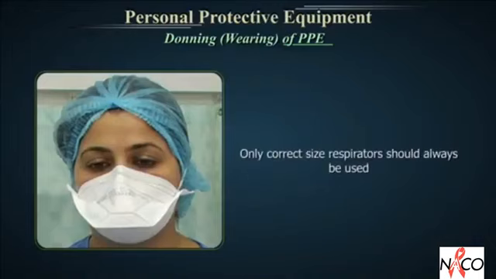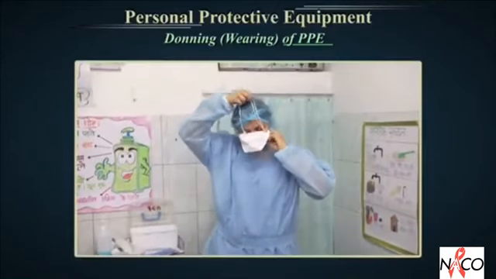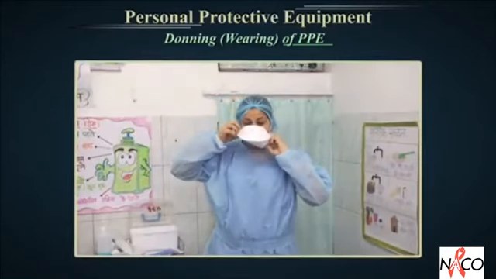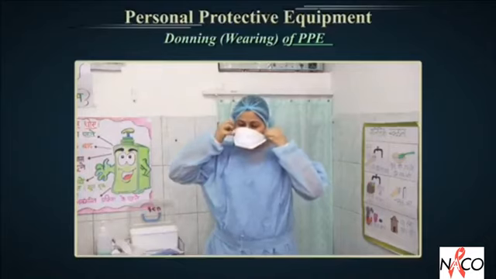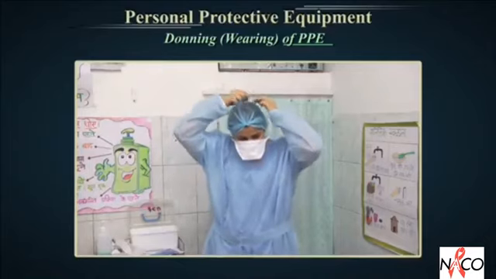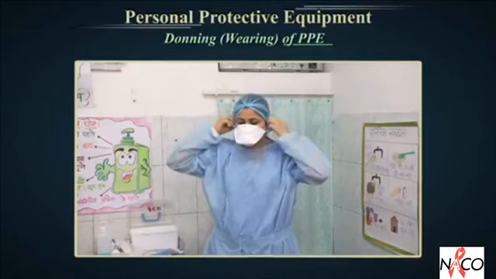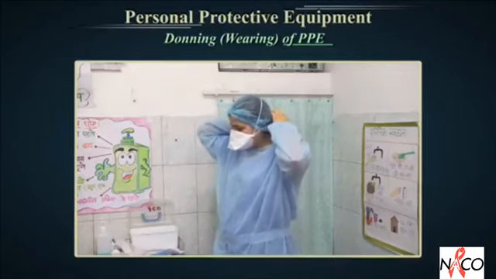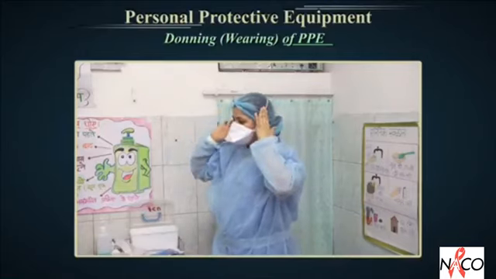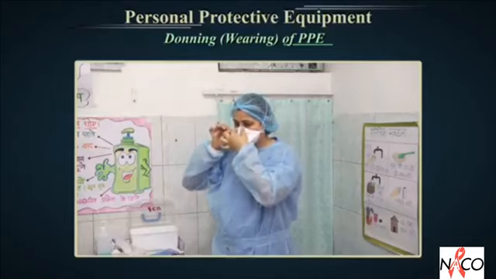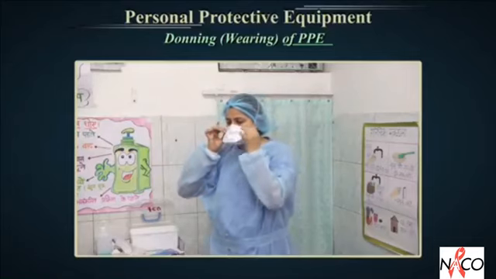Only correct size respirators should always be used. Place a respirator over your nose, pull the strap and position one across your head and the other across the base of the neck. These elastic straps should be in touch with the skin of the head and remove any hair in the way. Press the mask along the edges to seal it with the skin.